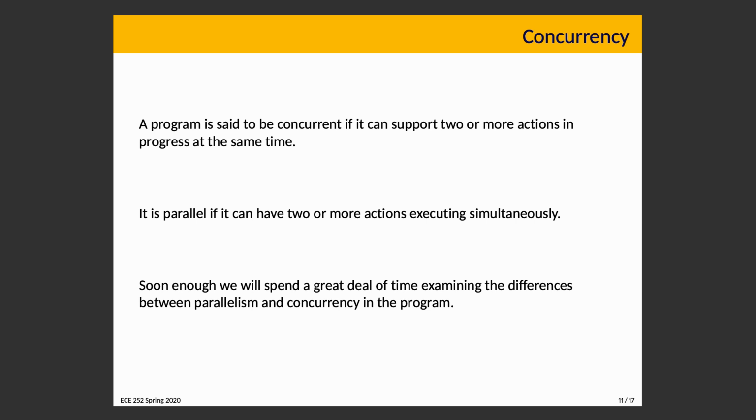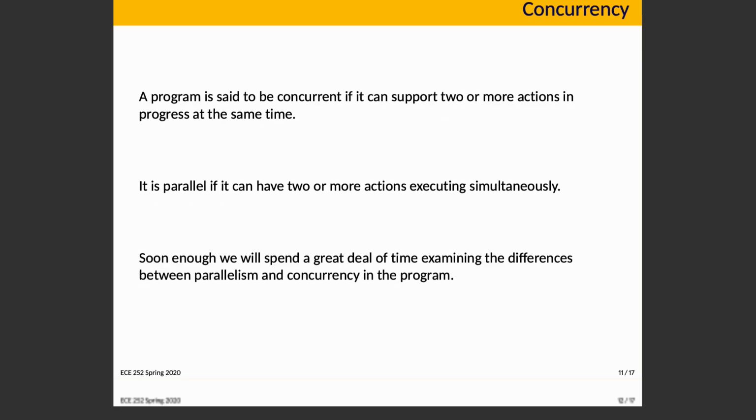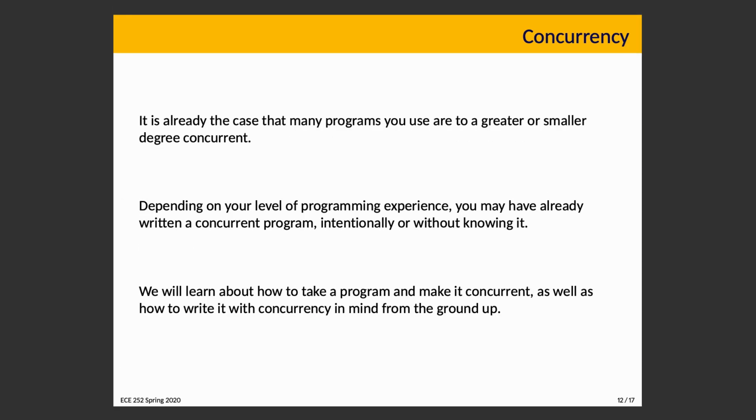And in the computer context, it's the same. You could have a task that's in progress and the CPU is working on it, but it puts it down for now and comes back to it and starts on something else in the meantime. And we would say that is concurrent. Whereas if we stopped the CPU and examined what it was doing, if there were two things executing at the exact same instant, that would be parallel. We will spend a great deal of time examining the differences between parallelism and concurrency when we get to that topic in the course.